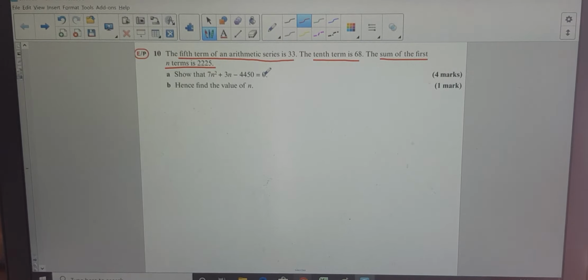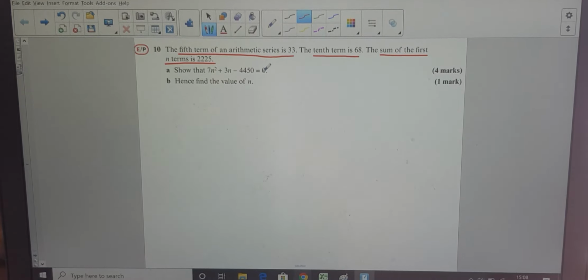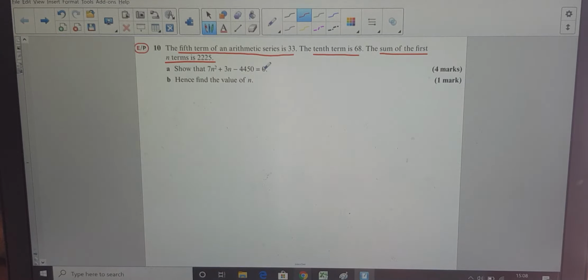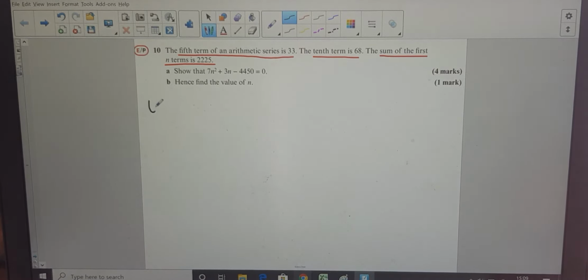Okay, well, they're not really giving me that much information, are they? They're telling me that the fifth term is that, the 10th term is that. So I don't know what the first term is, my A, and I don't know what the difference between them is either, i.e. my D. But I'm going to use this piece of information to set up an equation, and I'm going to use Un.